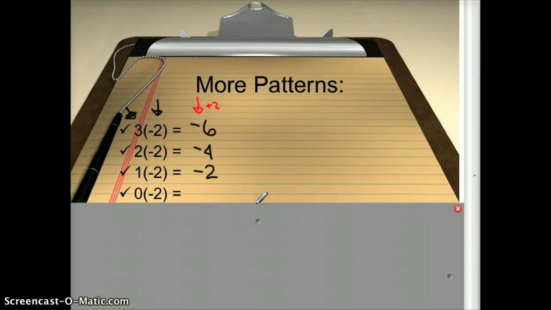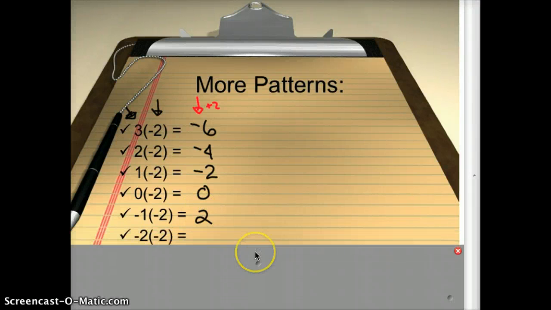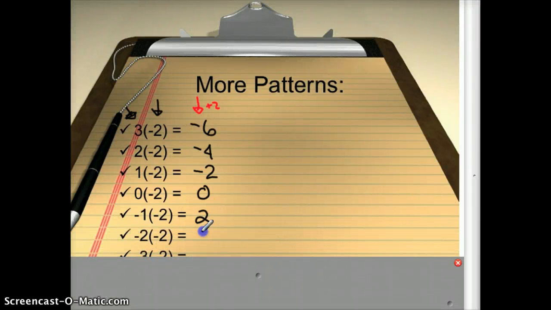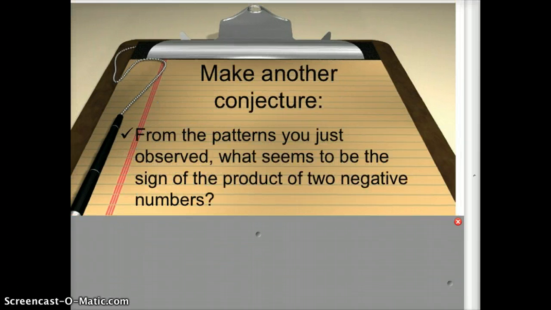Okay? We know that 0 times negative 2, I hope you know that that's 0. And so if my pattern continues, I'm starting with negative 1, so that's going down by 1. But my answer should be going up by 2 each time, so this should be positive 2. Negative 2 times negative 2 should be positive 4, and negative 3 times negative 2 should be positive 6. So I want you to look at the signs here. What seems to be the sign of the product of 2 negative numbers?